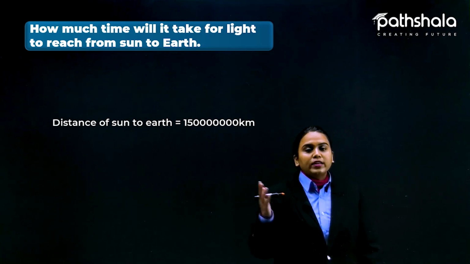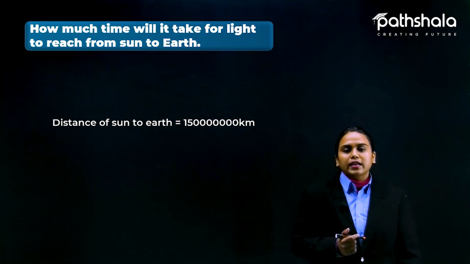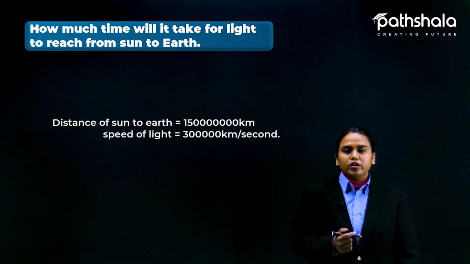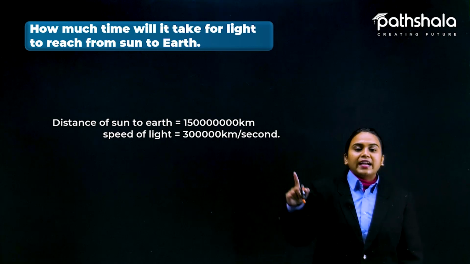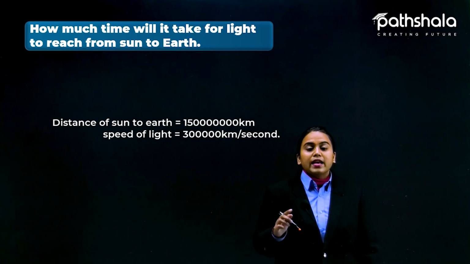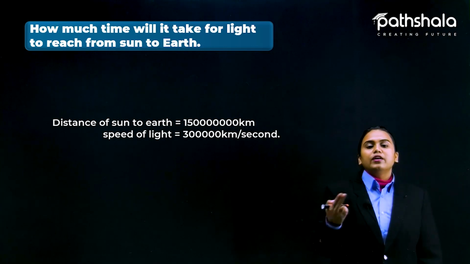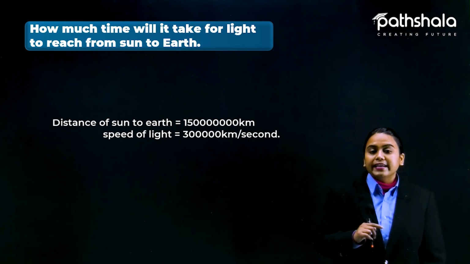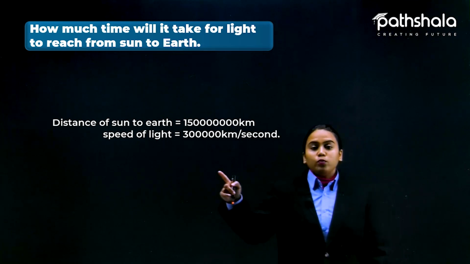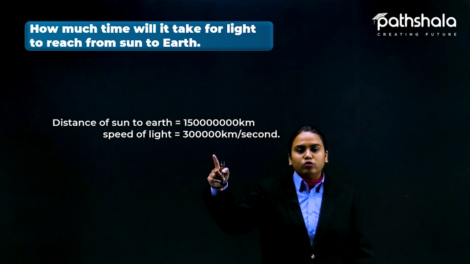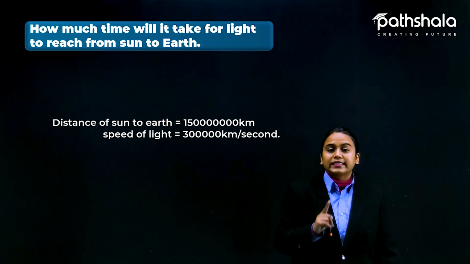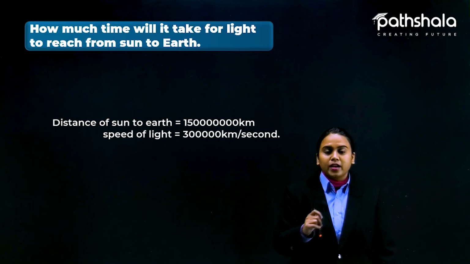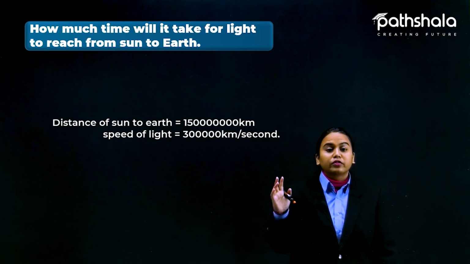So we know that the distance from the sun to earth is this, that is 15 crore kilometers, and the speed of light is this. Again, we need to take that in kilometers. That is why the meter per second would be converted into kilometers by dividing by 1000. So we are having here 5 zeros only. So 3 lakh kilometers in 1 second. In just a second, light would be able to cover 3 lakh kilometers.